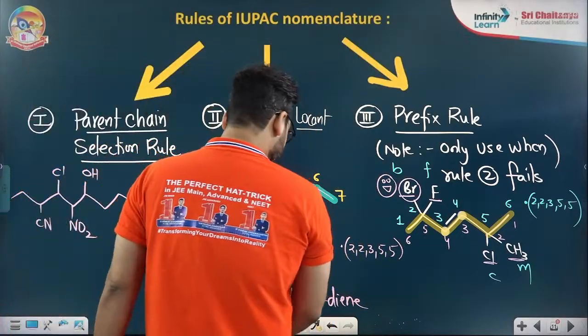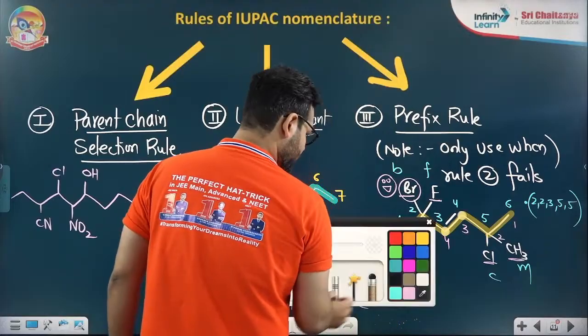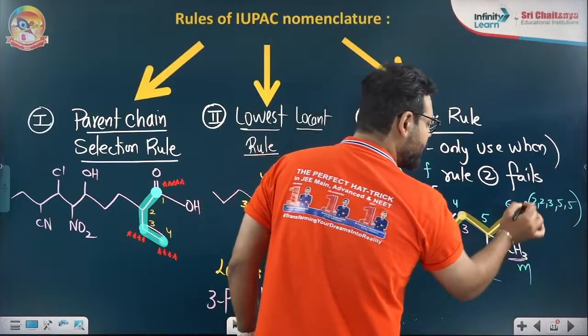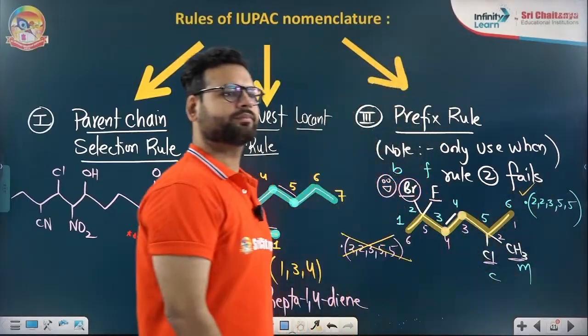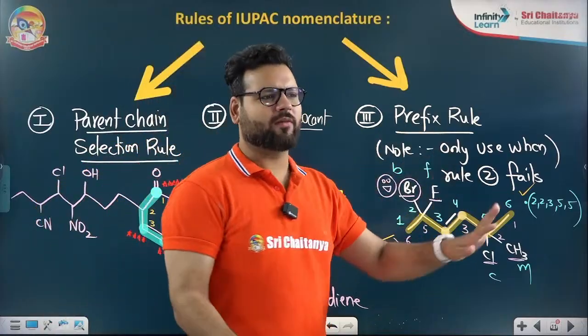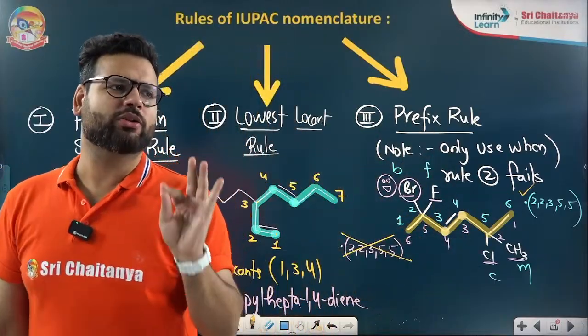So this numbering is incorrect. This is incorrect. This is correct. Yes, 2 bromo, then chloro, and 5 chloro. Naming will be done later. Right now, I am just telling you the rules.